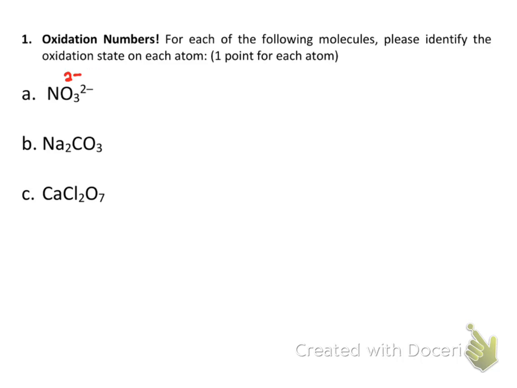But there's 3 of them, which means there's a total of -6 from there. Then remember that all the numbers need to add up to the overall charge on the molecule. So since the overall charge is -2, that means that the nitrogen must be +4.